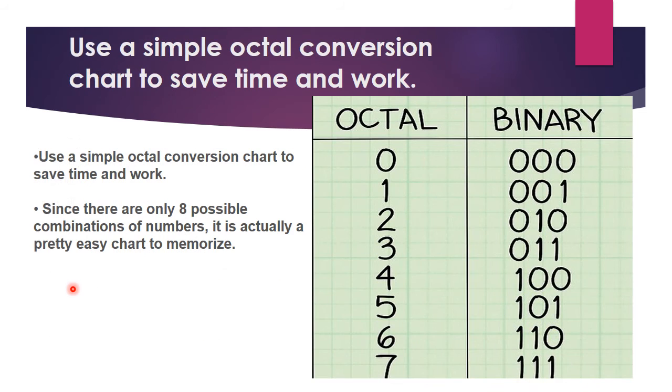So now next you can use a simple octal conversion chart too, to save your time and work. So how will you do that now? This won't work on a test, but is a great choice in any other setting. Since there are only 8 possible combinations of numbers, it is actually a pretty easy chart to memorize.